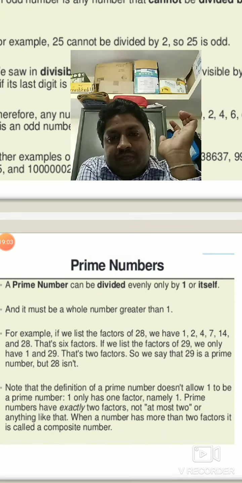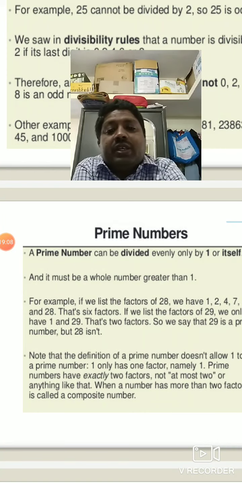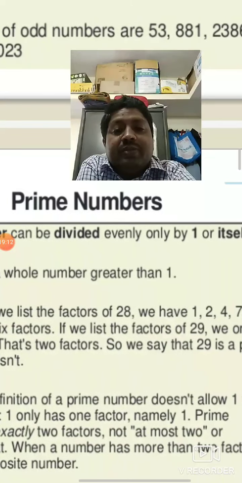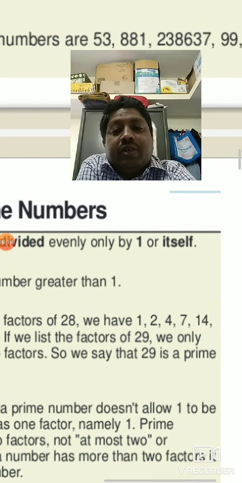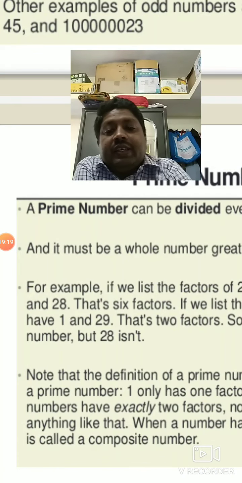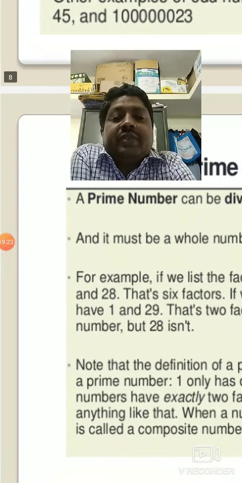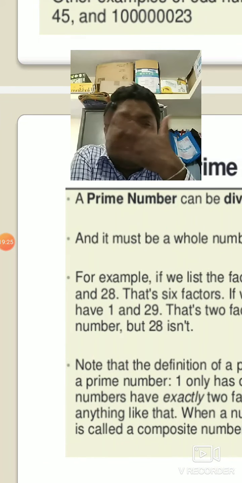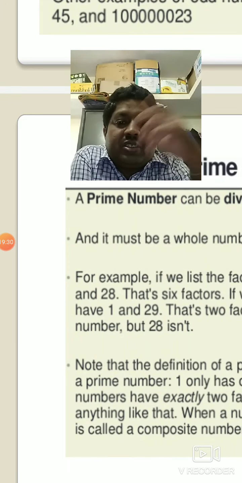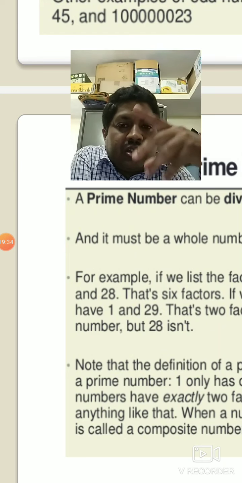prime number. Another way of stating it is, a prime number can be divided evenly only by 1 or itself, and it must be a whole number greater than 1. If a number is not prime and has more than 2 factors, then it is a composite number.